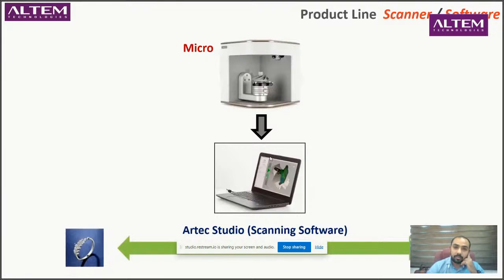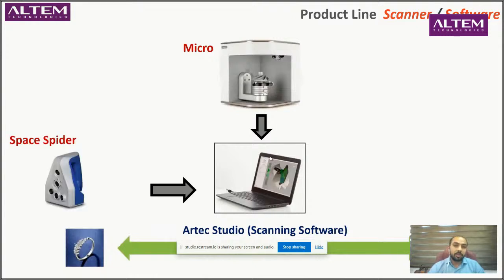So the first one is the micro. That is basically for the smaller parts, those below 100 parts, where you need high accuracy or high details. This is a fully automatic scanner, a desktop-based scanner. You just need to place your part over it, and it will automatically capture the whole details within 10 micron of accuracy and a resolution of 30 micron.